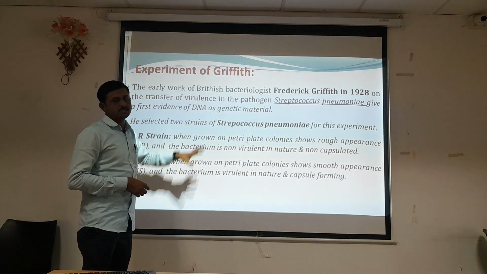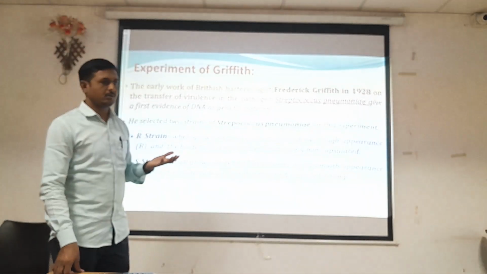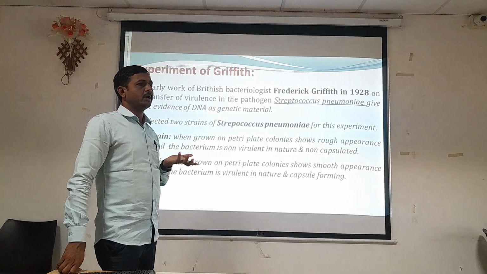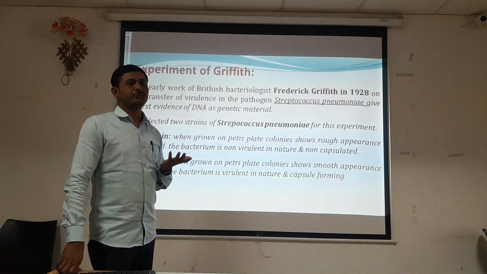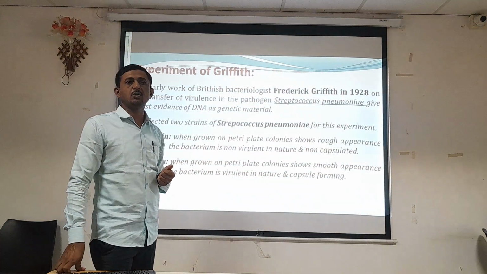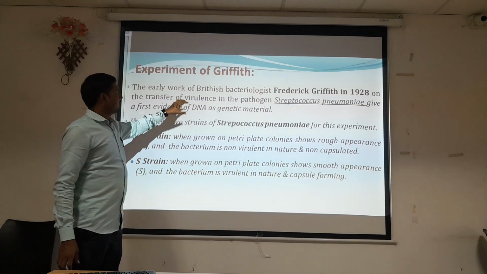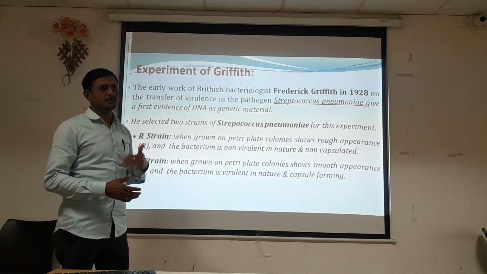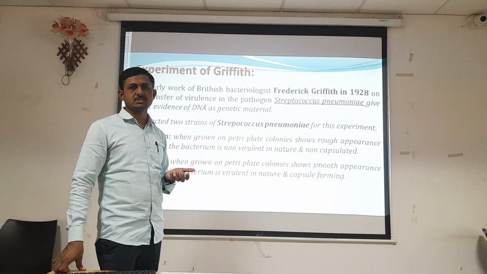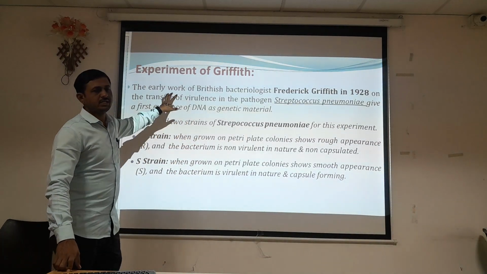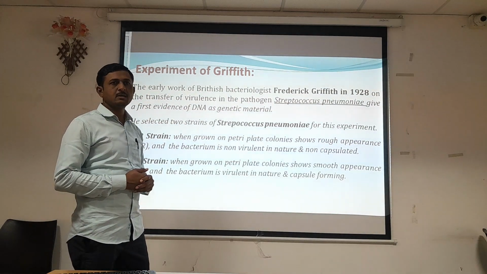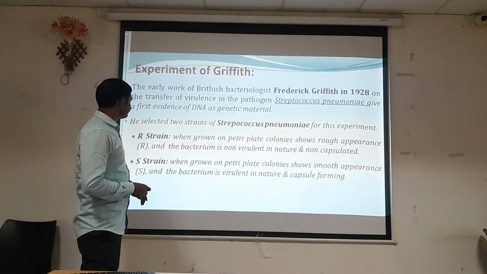Griffith was a British bacteriologist, meaning someone who works on bacteria. In 1928, he gave the first proof that virulence, the ability of an organism to cause a disease, is transferred by means of DNA. That is why he said DNA is a factor which can be transferred from one generation to another, and is a genetic material. For this he used Streptococcus pneumoniae as a virulent bacterium.